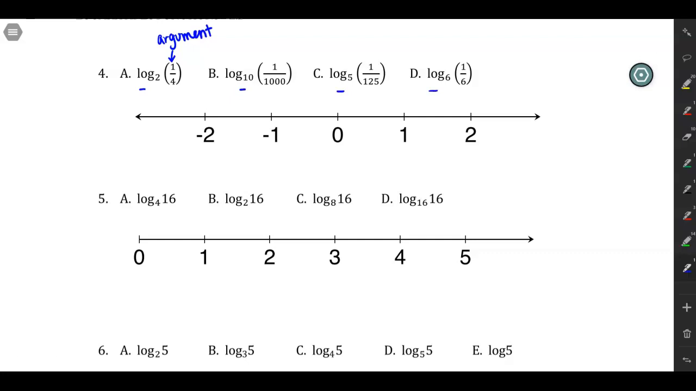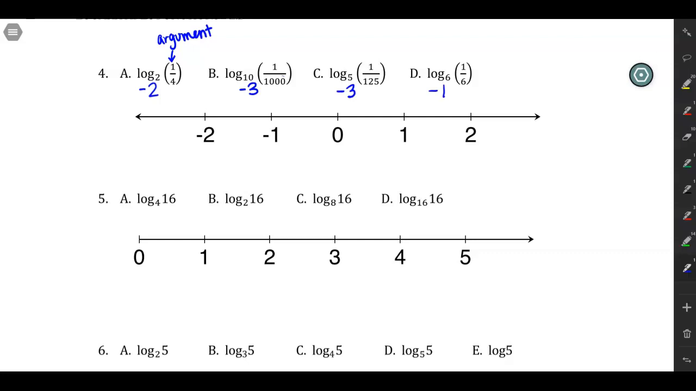Let's try to figure out what that negative number is. To figure that out, I'm going to think about 2 to what power gives me 4. So 2 to the 2nd power gives me 4, so 2 to the -2 is going to give me 1/4. 10 to what power gives me 1,000? That's 3. So 10 to the -3 gives me 1/1,000. 5 to the 3rd power gives me 125. And 6 to the 1st power.